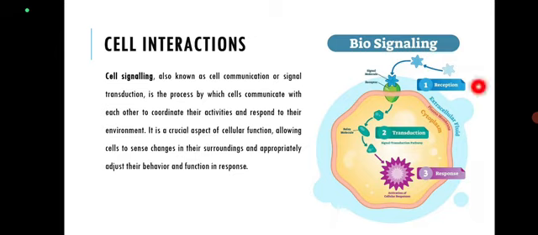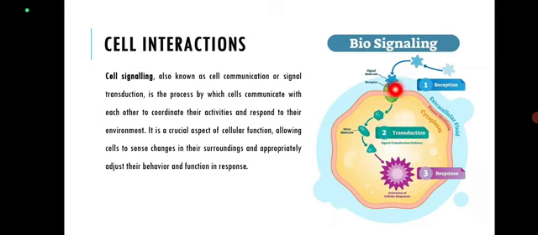In the picture you can see three steps mentioned: reception, transduction, and response. Reception is the first step in cell communication. The star-like structure you can see is a kind of signaling molecule. This signaling molecule will bind on the surface of the cell. This cell might be a multicellular organism cell or a unicellular organism cell.